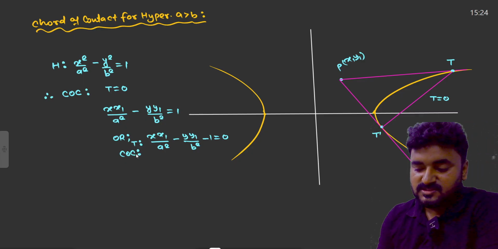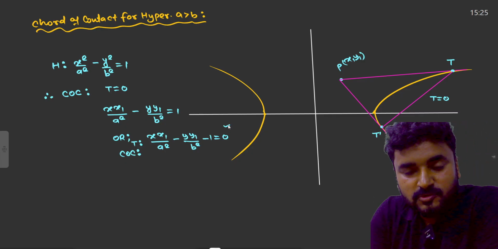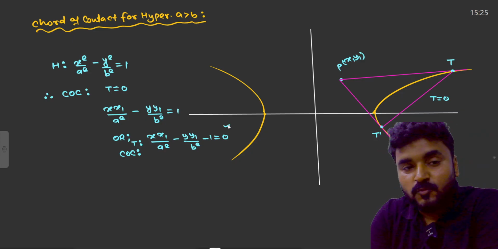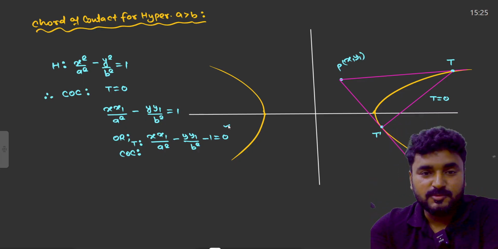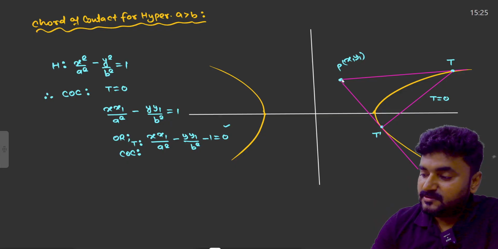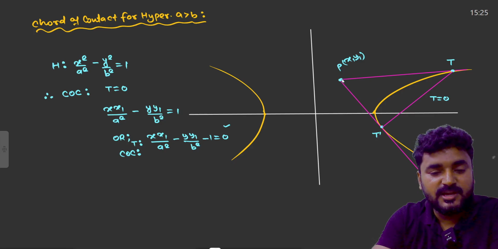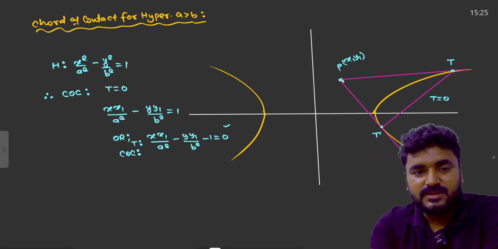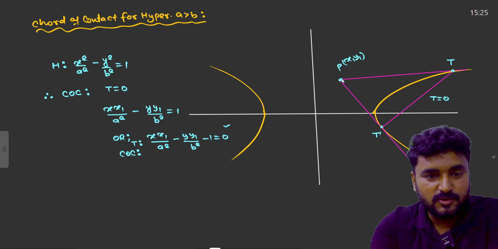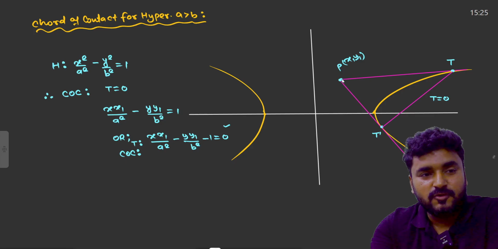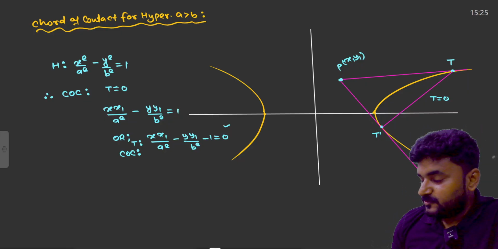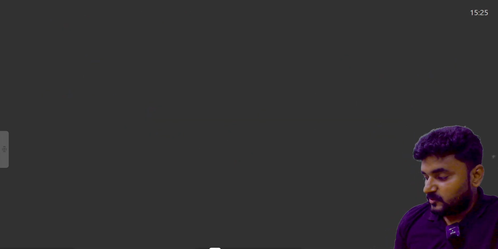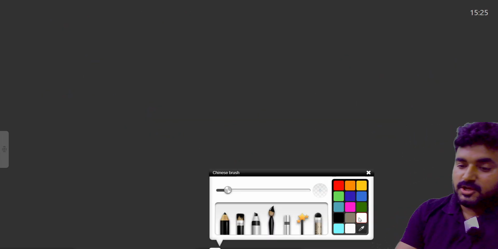You will say, sir, this is also the equation of the tangent. No, this is not the equation of the tangent. Why? Because for the tangent equation, that point P must be on the hyperbola. But here point P is taken outside of the hyperbola. So from an external point P, if we draw two tangents on the hyperbola, then the line joining the points of contact is called the chord of contact for the hyperbola. Got it? After this, I am going to tell you pair of tangents.